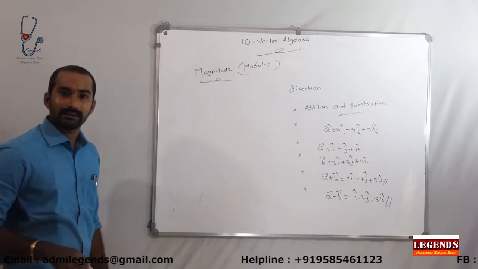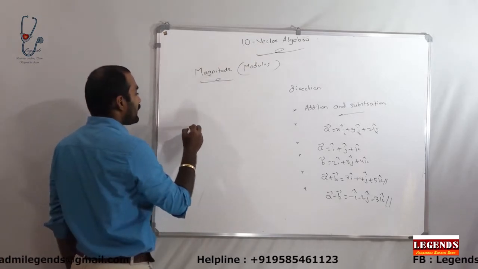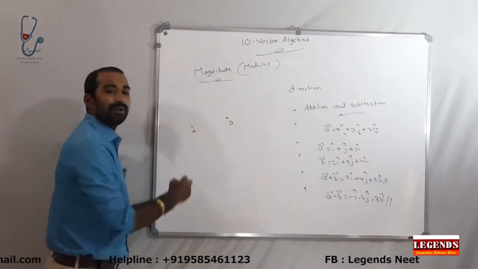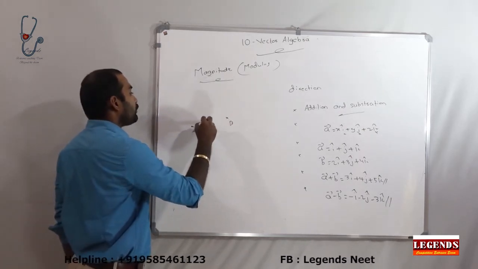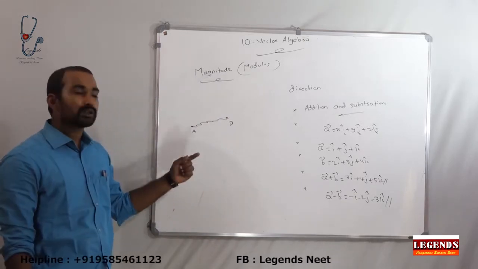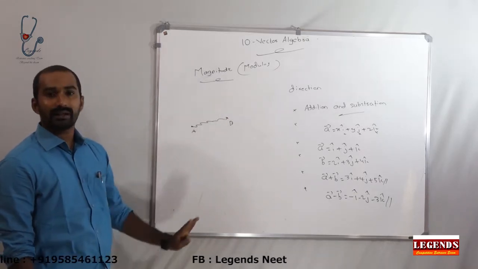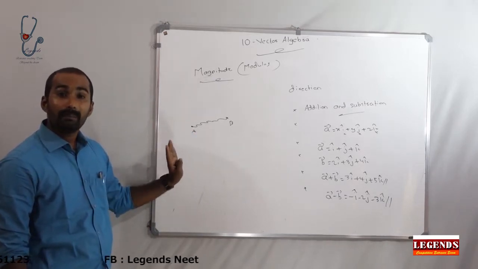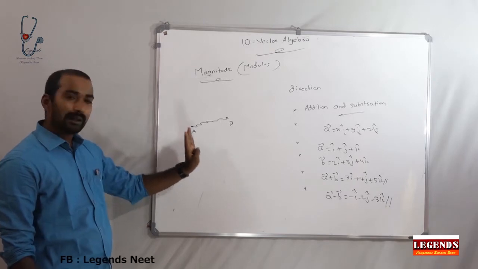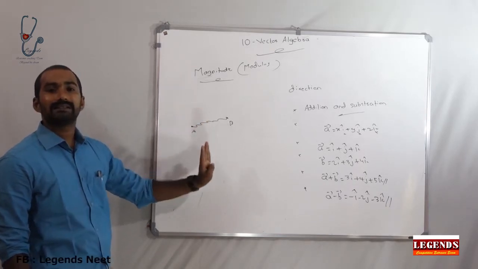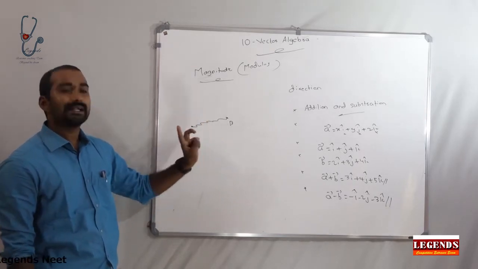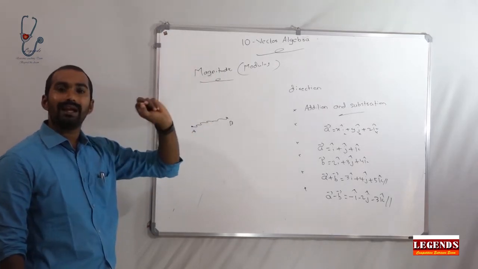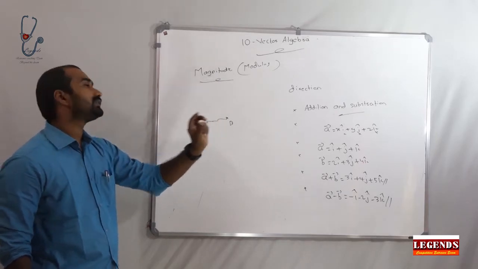Magnitude or modulus. That means, for example, I am taking 2 points: first the point A, and then the point B. The distance from A to B is called the magnitude of the vector. Mathematically, we know that the distance is always a positive number. Simply, the magnitude of any vector is always a positive number.